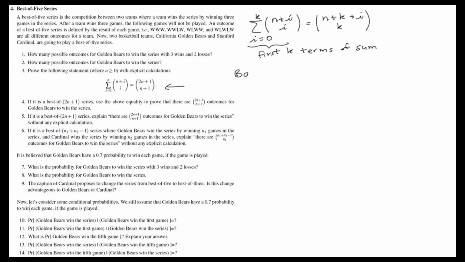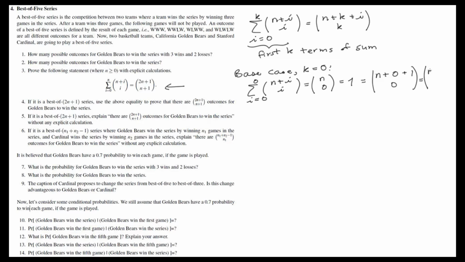So our base case is k equals 0. In this case, we have the sum from i equals 0 to 0 of n plus i choose i, which is equal to n choose 0, which is equal to 1, which we can also write as n plus 0 plus 1 choose 0, which is n plus k plus 1 choose k. So it works for our base case.